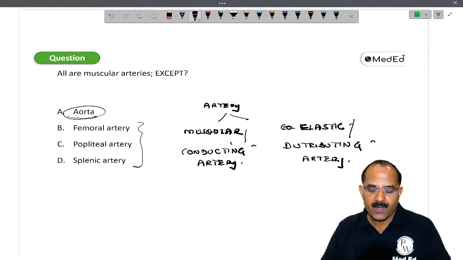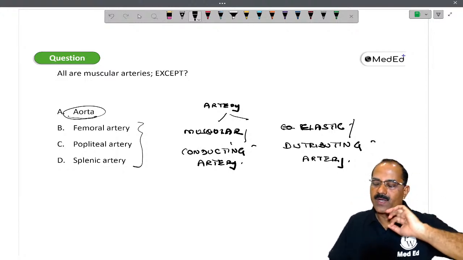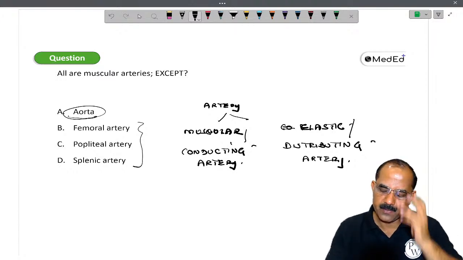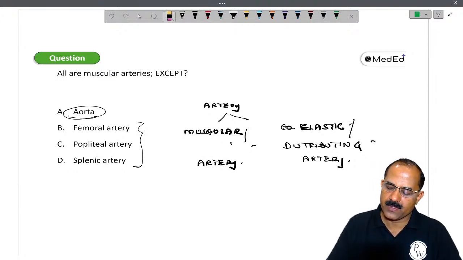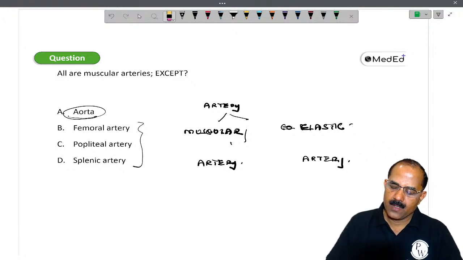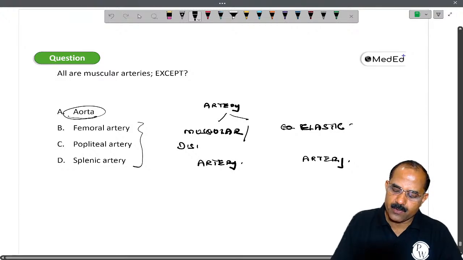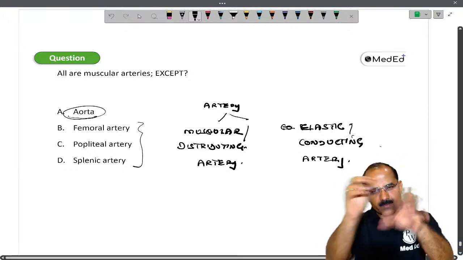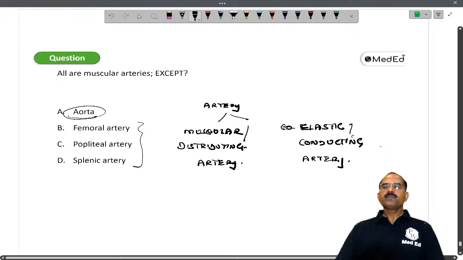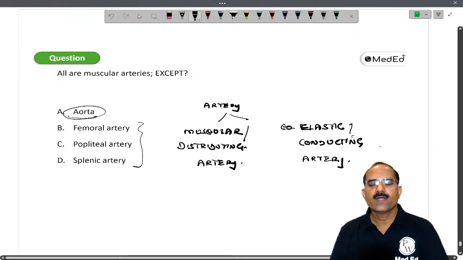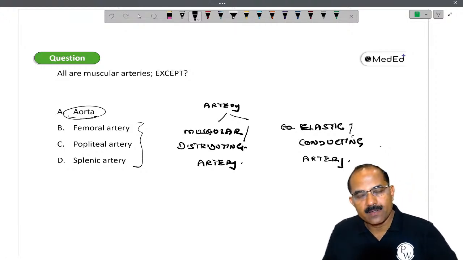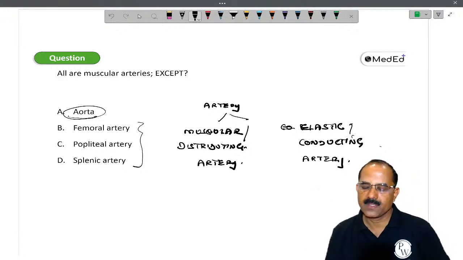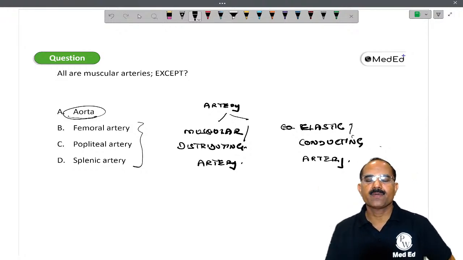One moment. I made it opposite. Muscular artery is known as distributing and elastic artery is known as conducting. Change that a little. Fine. So aorta is an example of a conducting artery. That's an elastic artery.